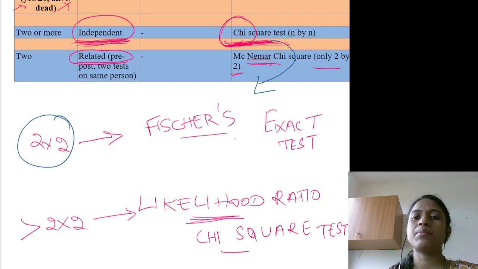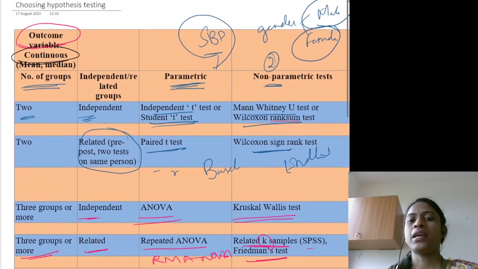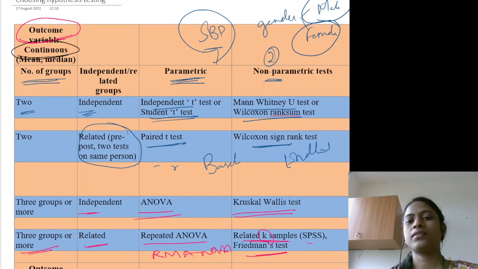If the outcome variable is categorical and the groups are related, like matched studies or pre and post type of studies, then we will use McNemar chi-square test. If the outcome variable is continuous, the number of groups is 2 and independent groups, we'll use independent t-test or student t-test if the assumptions are satisfied. If not, then we will use Mann-Whitney U-test or Wilcoxon-Ransom test.